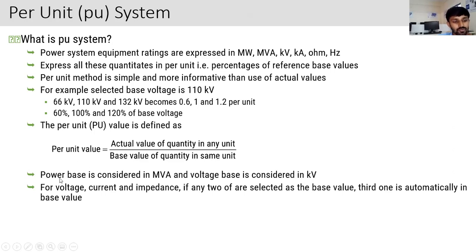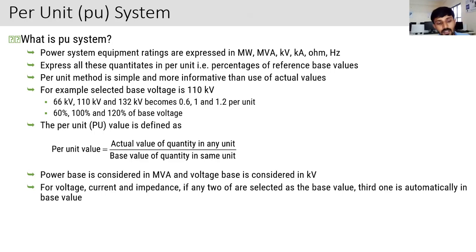Now we have to see the power base considered in MVA and the voltage base considered in kilovolts. If you are talking about any transformer or any system, there are two ratings. One is the power rating, called MVA, and the second one is the voltage rating, the kilovolt. For voltage, current, and impedance, if any two are selected as base values, the third one is automatically a base value.